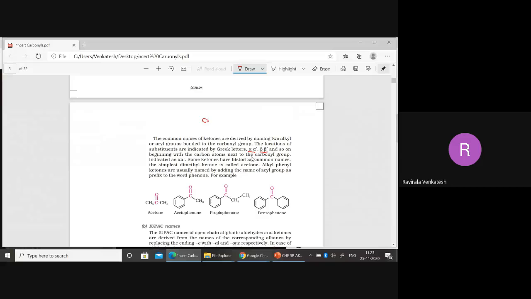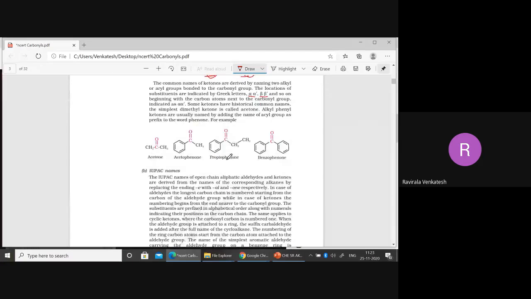For example, CH2, C double bond O, CH2, with bromine. Here also you are having, in this case, alpha-chloro, alpha-dash-bromo we can call. Both are alpha, no? Because either side they are connected with the carbon of the functional group. So one is alpha, the other is called alpha-dash. Like beta, beta-dash we can write it.